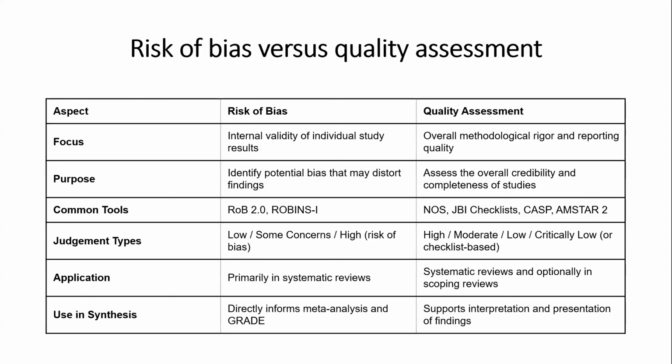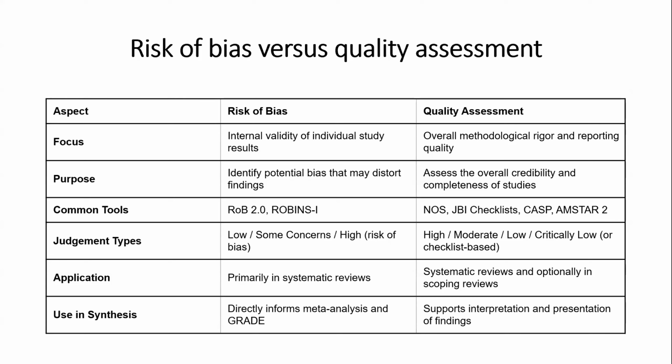Now we will see how risk of bias and quality assessment differ. When we look at the focus, risk of bias assessment will mainly focus on the internal validity of the individual study. That means for randomized controlled trials and non-randomized controlled trials, we will focus on risk of bias assessment. Whereas for other study designs like cross-sectional studies, cohort studies, and case control studies, we will mainly do quality assessment.